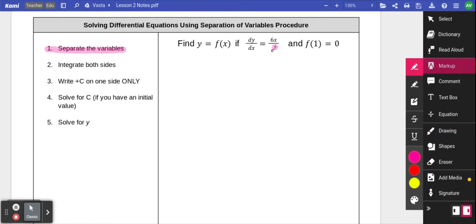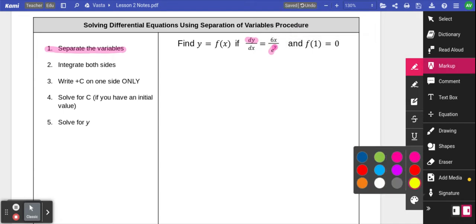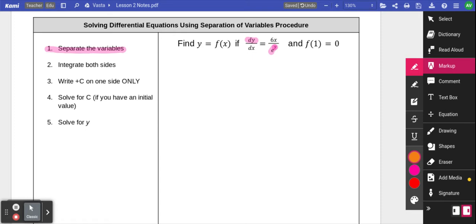Now, here are the parts that have a y. We have a dy here, and we have an e to the y here. Here are the parts that have an x. We have a 6x here and a dx here. In order to separate these, to get all of the stuff that has a y, the stuff that I've highlighted in pink, on the left-hand side, and the stuff that I've highlighted in orange, all the x stuff, on the right-hand side, we're going to just use algebra to do that.